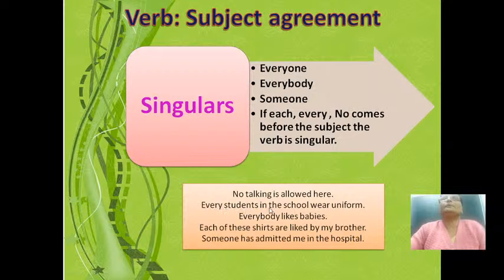Every student, this is wrong: every student in the school wear uniform. It is not students. Every student in the school wears uniform. Everybody likes babies. Everybody is considered singular. That's why it is likes. Each of these shirts are liked by my brother. Someone has admitted me in the hospital. Someone is treated as singular, that's why it is has.